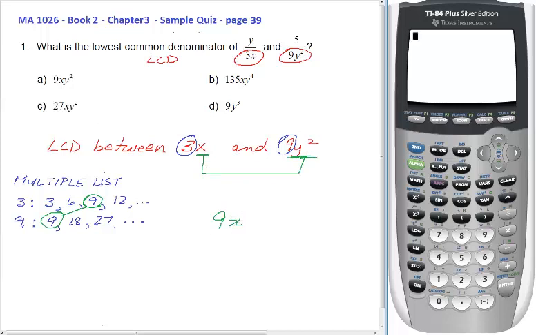Right? Then I look at the next term. Okay, let me just get rid of that line, put x back there. Now I look at my next one, it is y squared. Now let's compare those. Any other y squared in this term? No. Means I must have y squared as well. So 9xy squared will be my lowest common denominator.